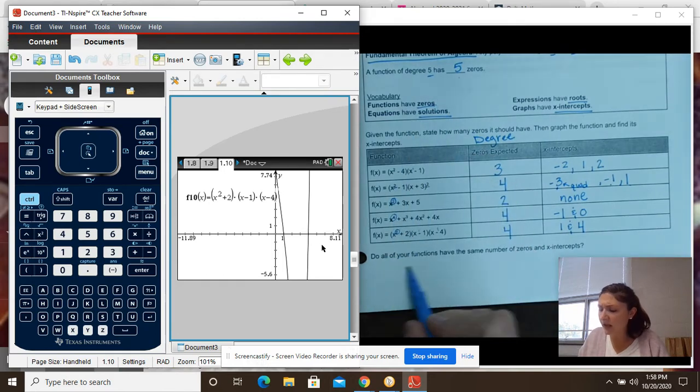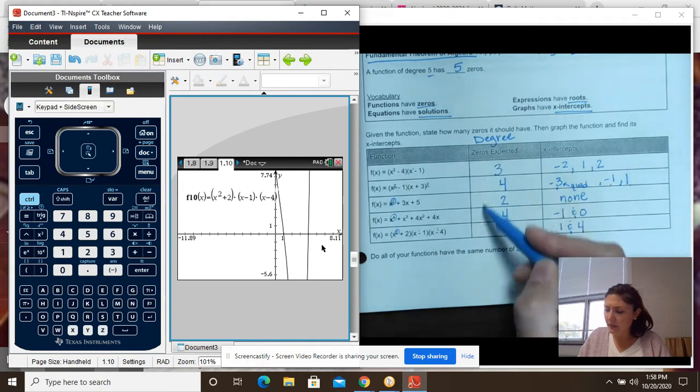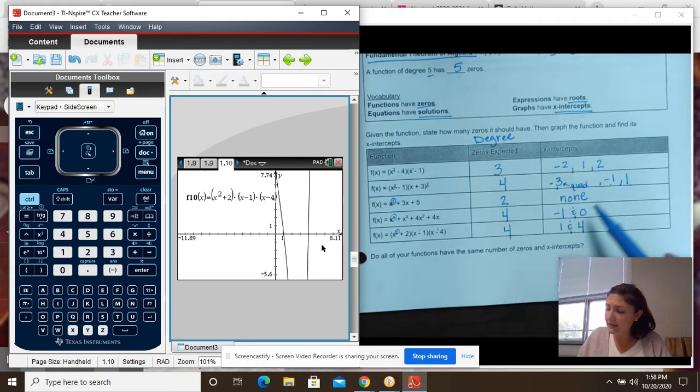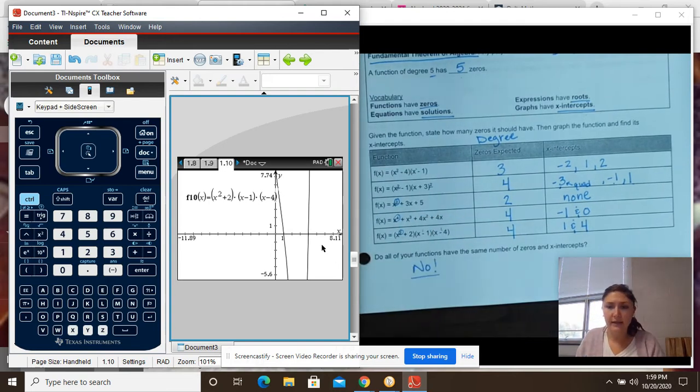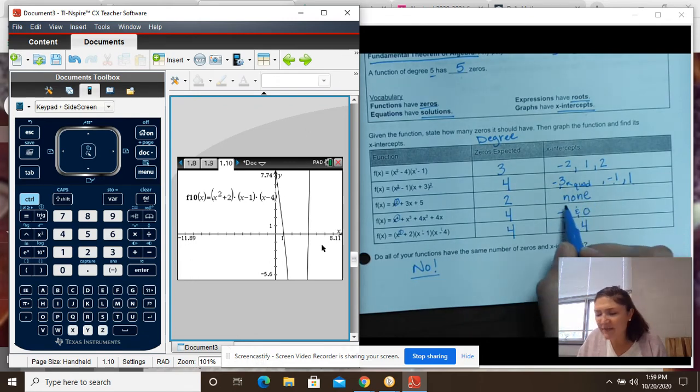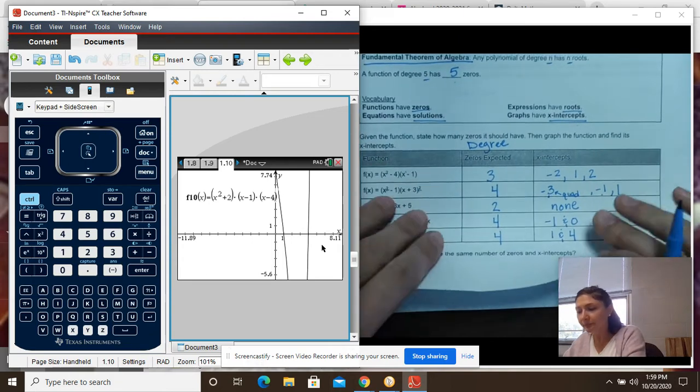Okay, so do all of your functions have the same number of zeros and x-intercepts? The number of zeros I expected, not matching that number of x-intercepts for each of these. Okay, so let's talk about why. Why do I not have 4 x-intercepts here or here? Why did I have none for that parabola?